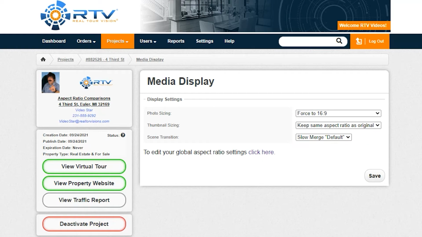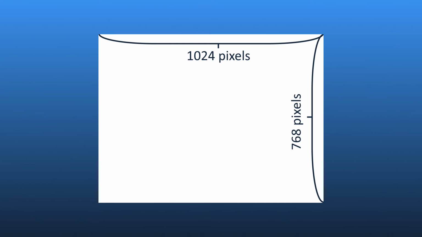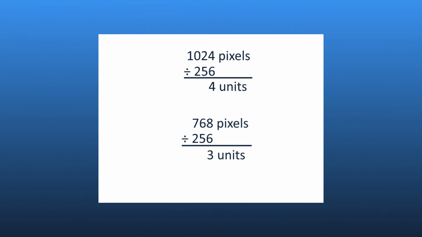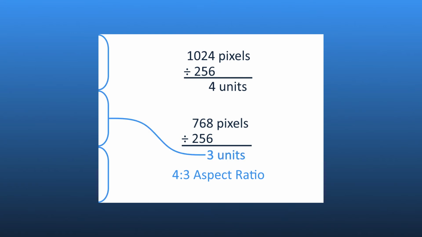So, why do we need to adjust sizing? To explain, let's quickly review what aspect ratio is. Rectangular media like images and videos have width and height, with most digital forms being measured in pixels. If you find the highest common denominator of the width and height and divide those pixel dimensions with it, you'll end up with the aspect ratio. Another way to think of it is in units. A 4:3 aspect ratio will have 4 units of width and 3 of height.